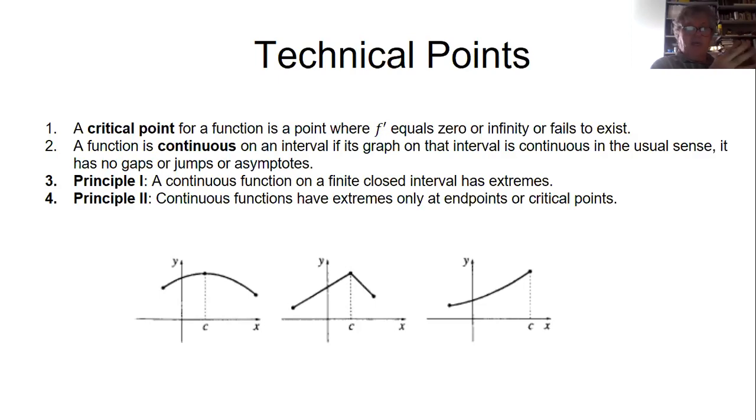So if we have a look at the examples there, C is the maximum for the function, right? In the first one, we've got a nice flat hill. In the second one, the derivative doesn't exist there because we're at a corner. And in the third one, the maximum happens at the endpoint because the function is just increasing all the time. Okay, technicalities over, let's go back.